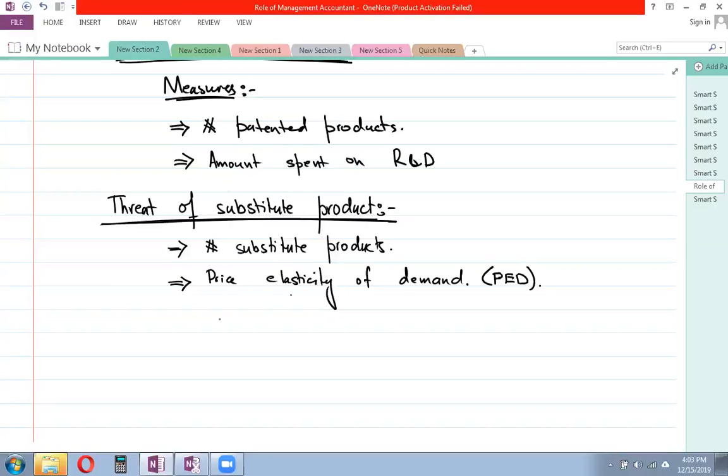So the price elasticity of demand is actually a very good measure, right? You can also say price per unit. Sometimes the threat of the substitute will be very low because your price per unit is very low. So the customer cannot leave you, right?